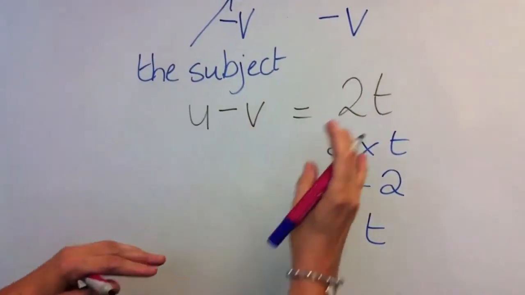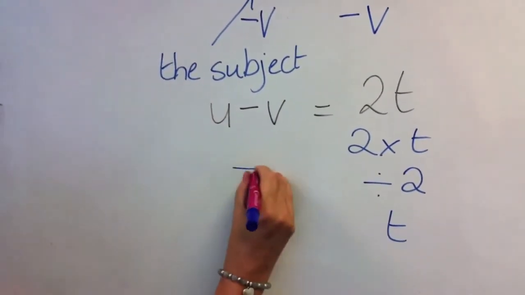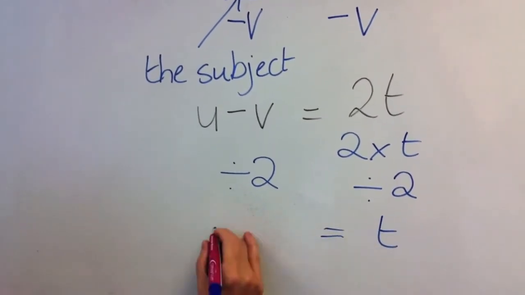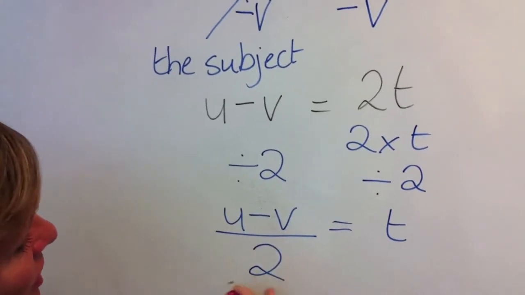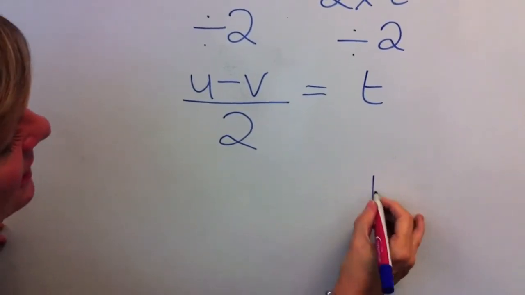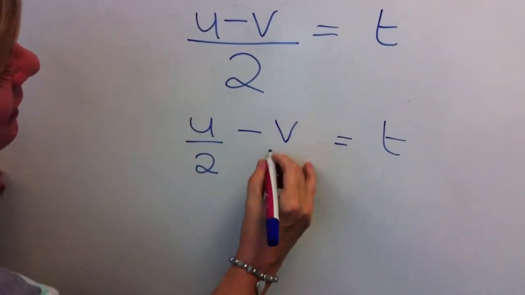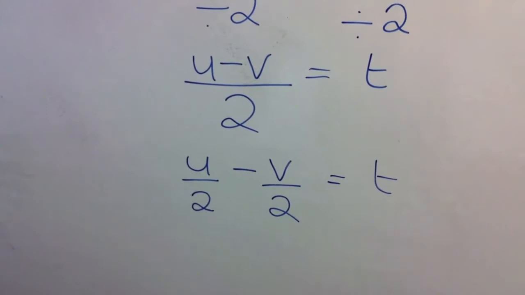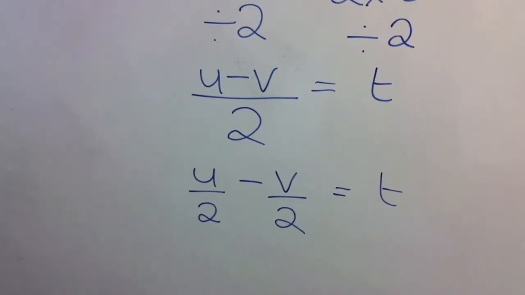But just as we did earlier, we have to do the same to this side of the equation. So we're going to divide this side by 2 as well. And the way that we can show that with algebra, quite simply, is by turning it into a fraction and putting 2 on the bottom. There is an alternative. You could have said that t equals u over 2, take away v over 2. And either is perfectly acceptable as an answer. Wow, that is incredible. I wish we had another one that I could practice.